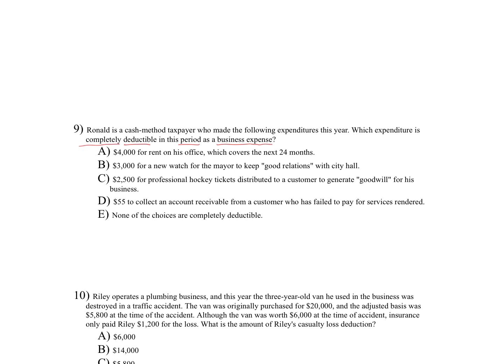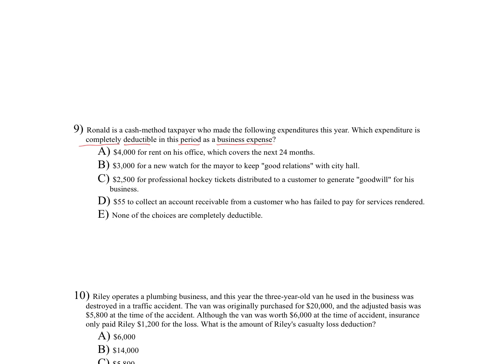We've got rent, which covers the next 24 months. We've got $3,000 for a new watch for the mayor to keep good relations with the city hall. We've got $2,500 for professional hockey tickets distributed to a customer to generate goodwill for his business. We have $55 to collect an accounts receivable from a customer who has failed to pay for services rendered. And then we have our favorite option: none of these choices is completely deductible.